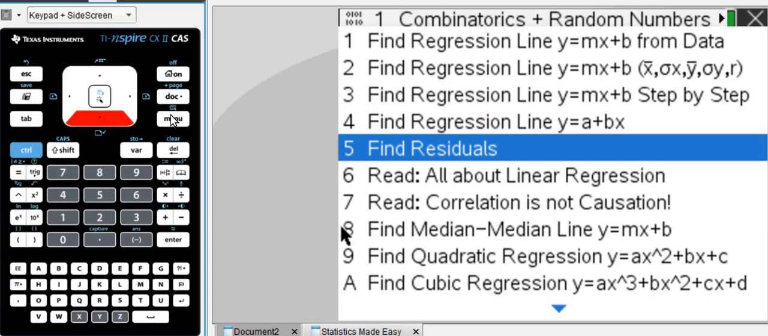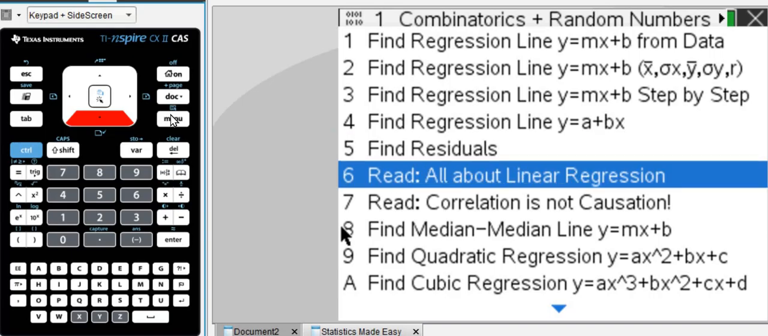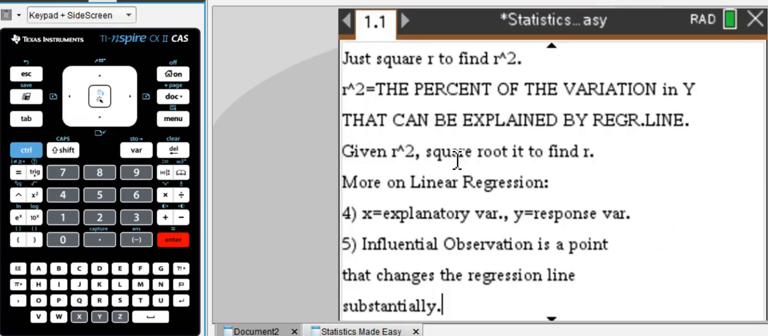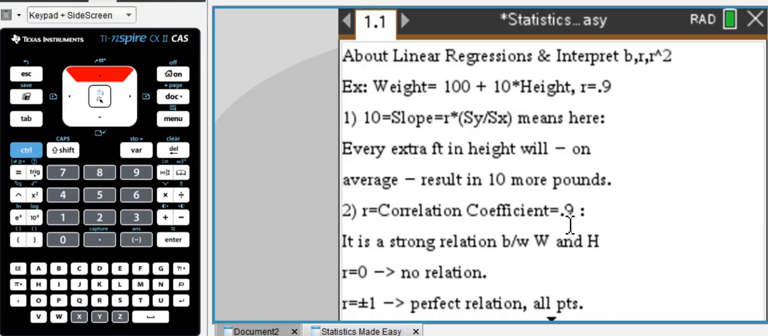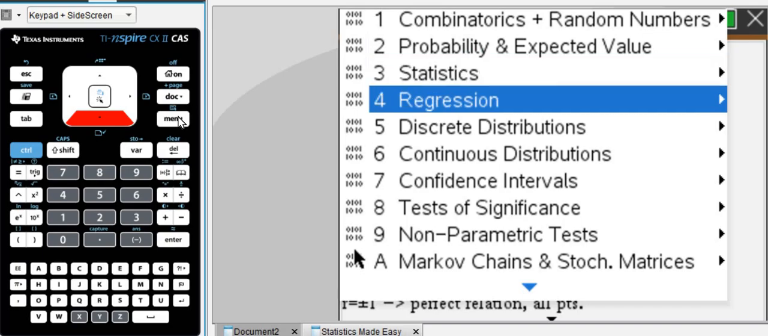You can find the residuals, which you need to know. You can always read about linear regression. You know, what is an influential observation? What does the correlation coefficient, etc. tell you? And all the details you need to know.